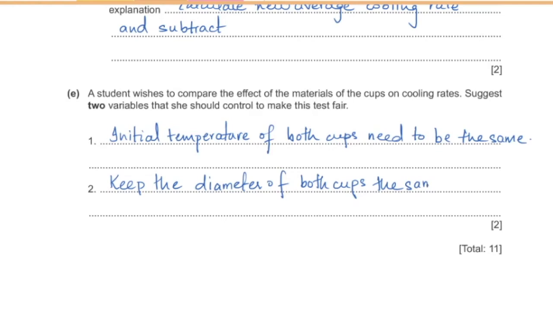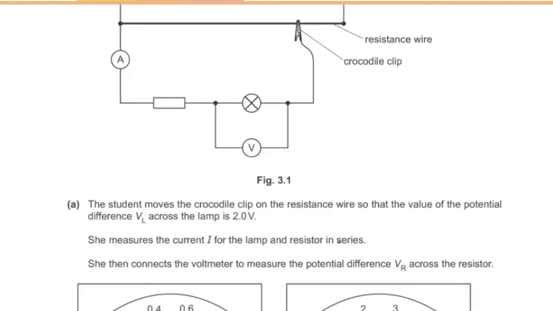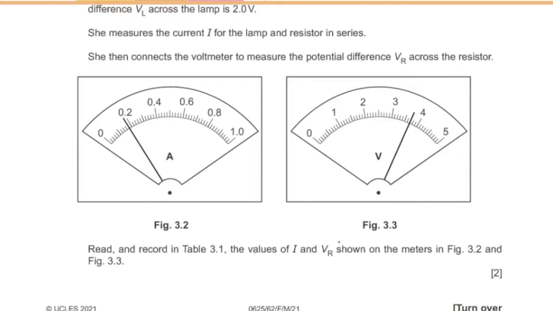Question number 3. A student investigates a resistor and a lamp connected in series. She uses the circuit shown in figure 3.1. Part A. The student moves the crocodile clip on the resistance wire so that the value of the potential difference across the lamp is 2.0 volts. She measures the current I for the lamp and resistor in series. She then connects the voltmeter to measure the potential difference VR across the resistor. Read and record in table 3.1 the values of I and the voltage across the resistor shown on the meters in figure 3.2 and figure 3.3.